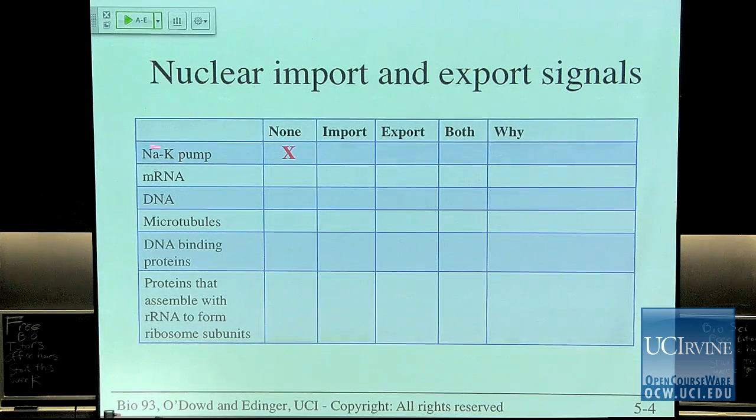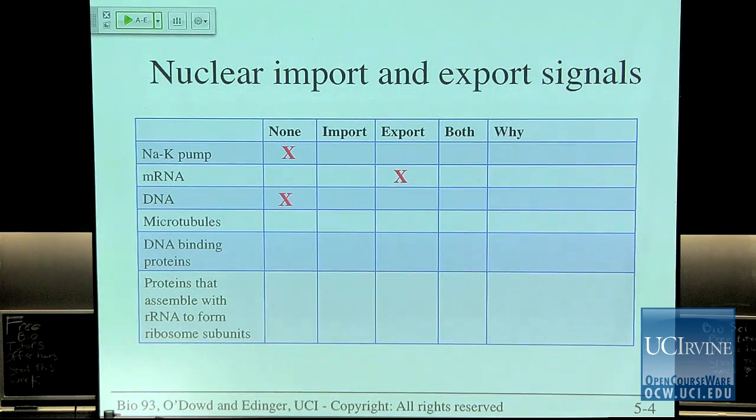Okay, mRNA then. Does it need none, import, export? So where is it made? Made in the nucleus. Where does it function? In the cytoplasm. So what type of signal does it need? Export. Very good. And it doesn't need to go back into the nucleus. Okay. DNA. Import, none, export, or both? None, right? So it is made in the nucleus. It's replicated in the nucleus. It functions to actually direct synthesis of mRNA in the nucleus. And it doesn't function outside the nucleus.